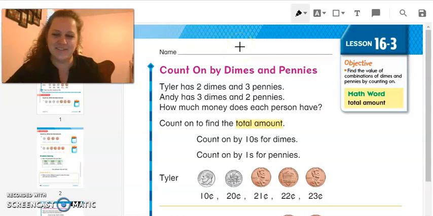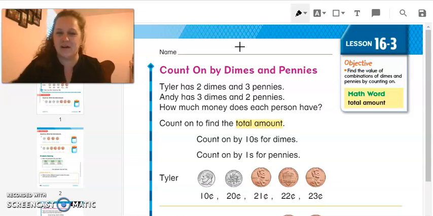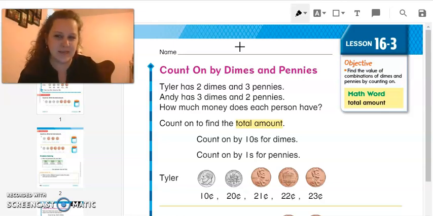Hi boys and girls, I'm back today to talk with you guys about counting on by dimes and pennies. Alright, so a dime, if you remember, is worth 10 cents and a penny is worth 1 cent. So when we're adding dimes and pennies, we're thinking about counting by tens and counting on by tens, and then kind of switching over and counting on by ones.